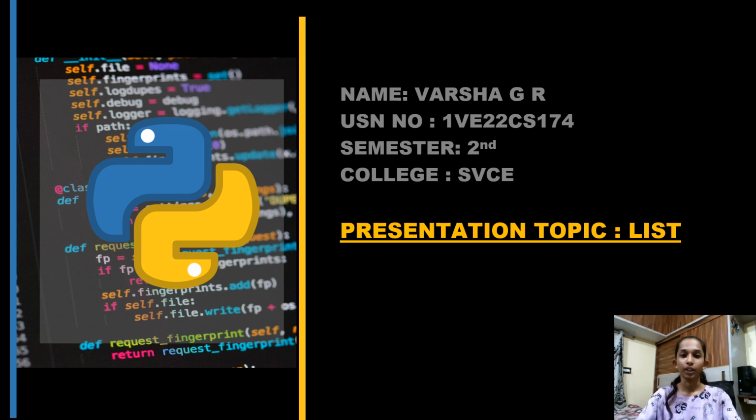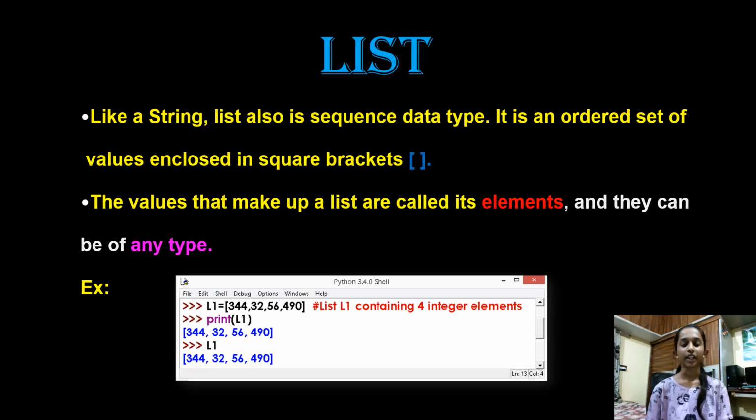Today I'm here to talk about list. Like string, list also is a sequence data type. It is an ordered set of values enclosed in square brackets. The values that make up a list are called elements. It can be of any data type. It can be integer, float, or string. Let's see an example for list. Here, the list name is L1 and 344, 32, 56, and 490 are the elements of the list.